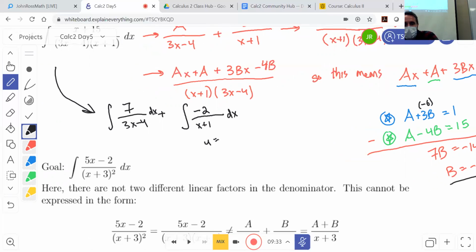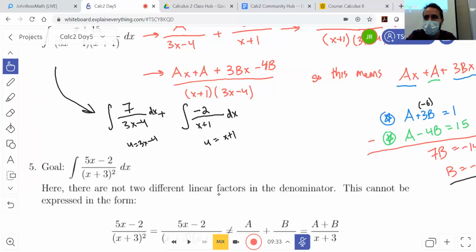Right here, we would let u equal x plus 1. Here, we would let u equal 3x minus 4. And in both of these cases, we're getting a lot of mileage out of just letting u equal the denominator. One of the joys of breaking it up into these simpler fractions.